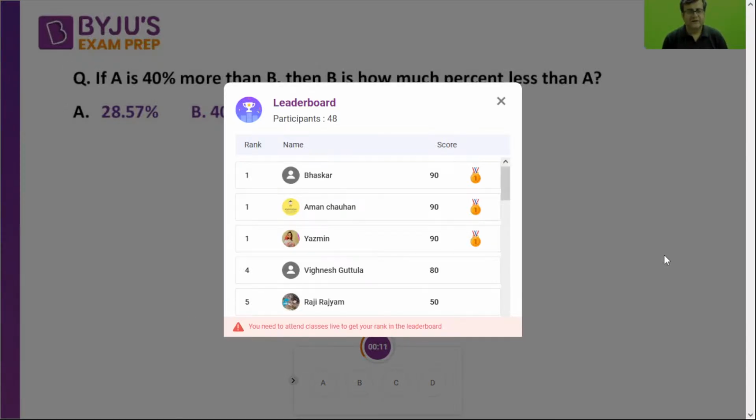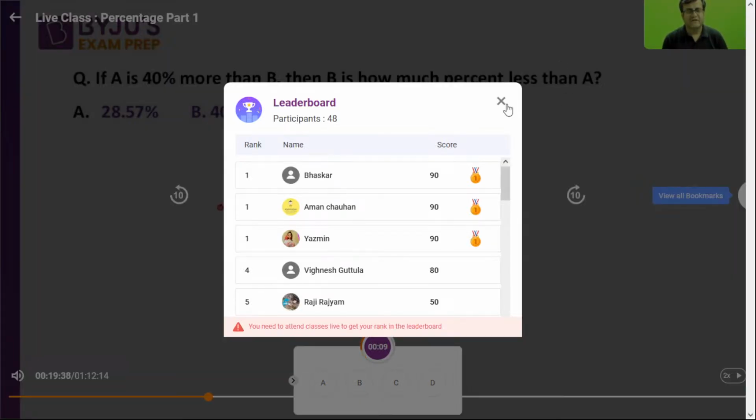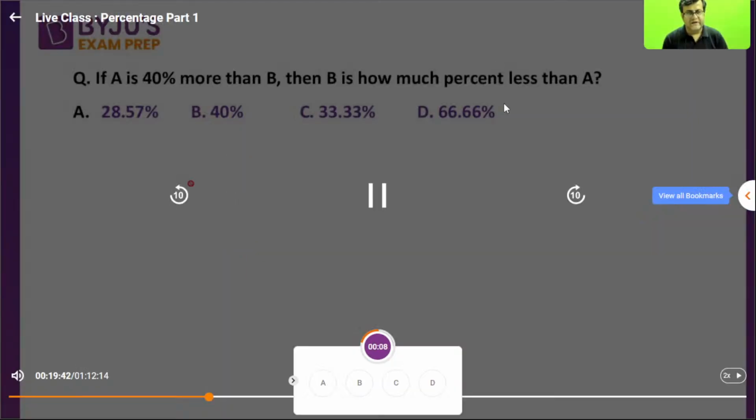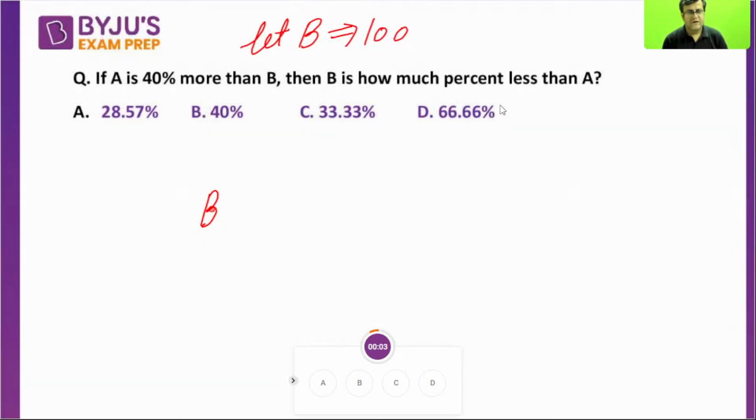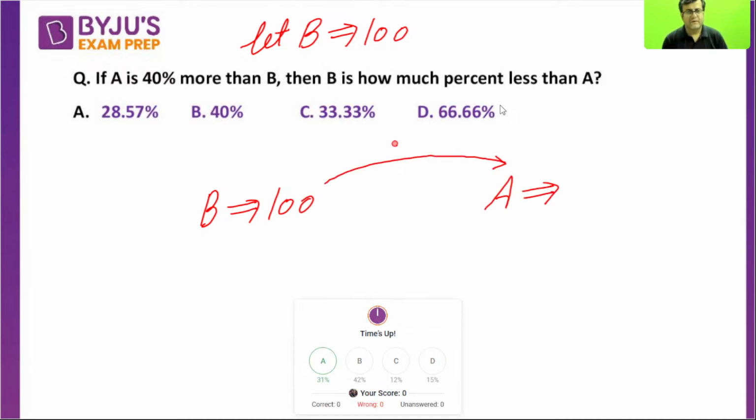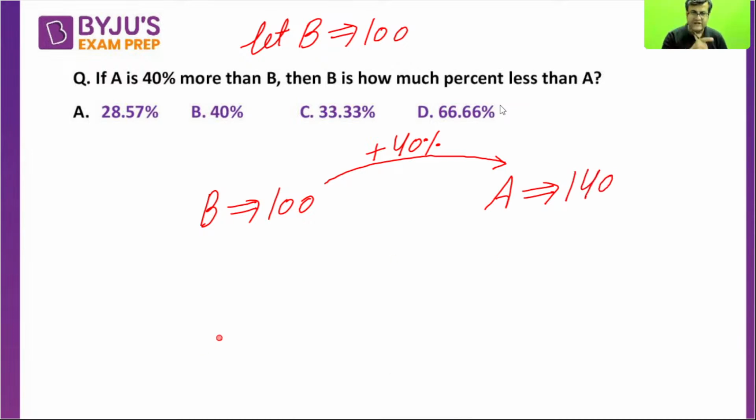If A is 40% more than B, let the value of B be 100. If B is 100, then A is 40% more. I have taken the value of B as 100. A is 40% more means this is 140. Okay, beta? Is the point clear? If B is 100, A is 40% more according to the first line.